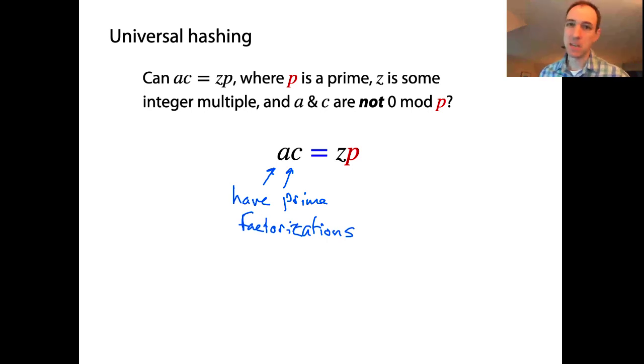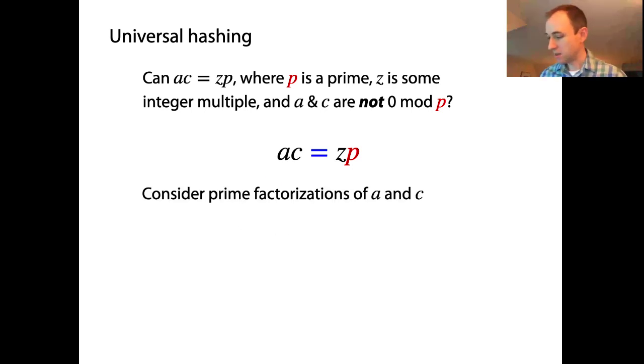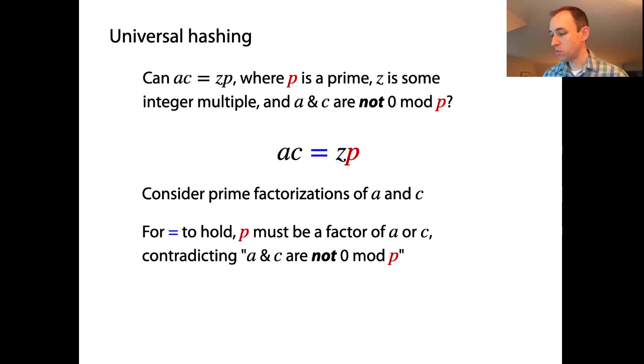But it can't be, because if p were one of the factors appearing in the prime factorization, that would mean that either A or C or both were 0 mod p. That's just by definition of what mod p means. If I'm a multiple of p, then once I take modulo p, I become 0. But we said that they are not 0 mod p. So that's a contradiction, because we said at the outset that A and C were not 0 modulo p. So this is just another way of saying, no, this is not possible. We can't multiply two non-zeros in our prime field and get back a 0.